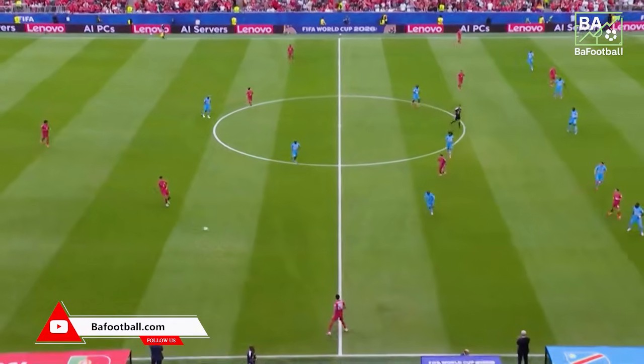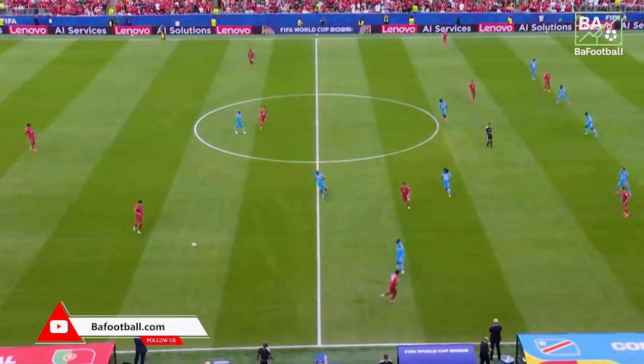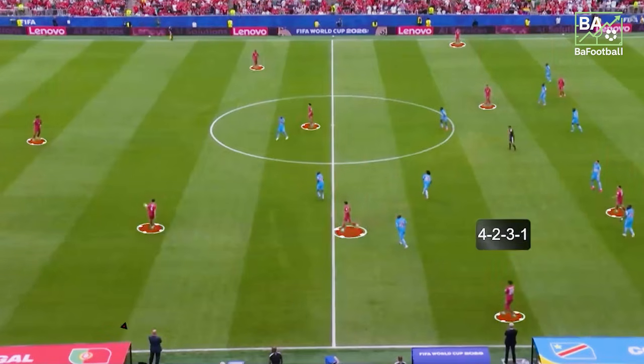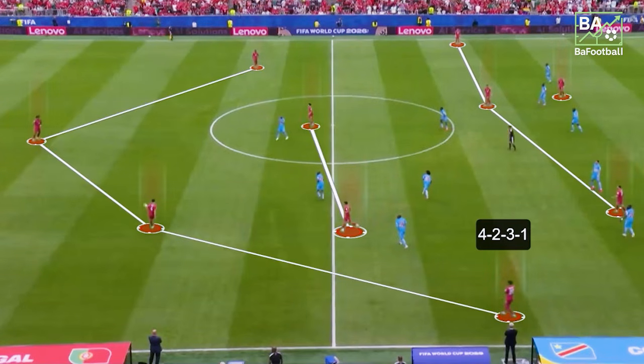At the start of the match, we observe Portugal's base structure, a classic 4-3-3 setup. This system creates a good balance between defensive solidity and attacking creativity, while also enabling efficient use of technically gifted players in the offensive phase.